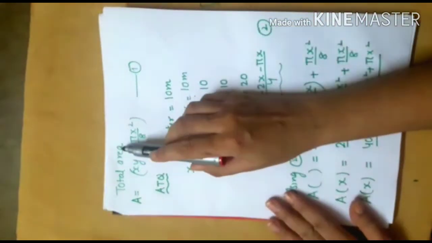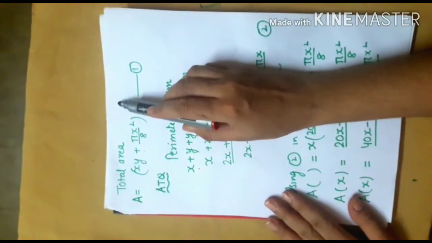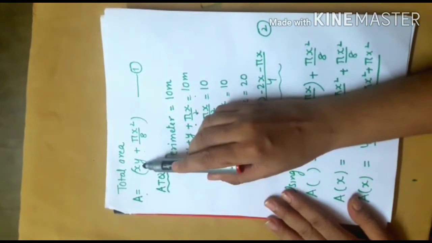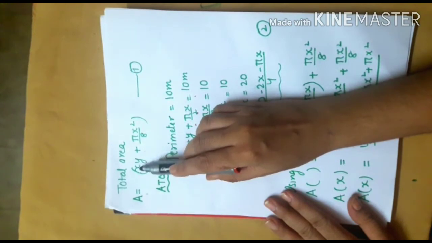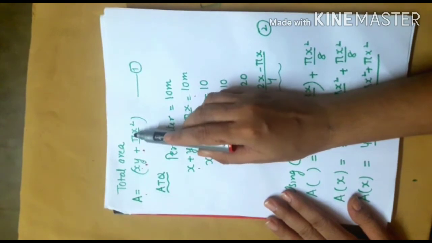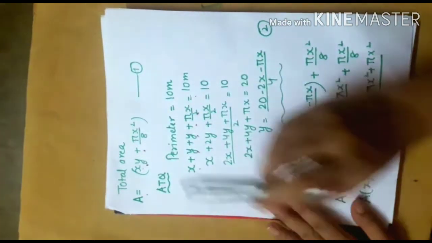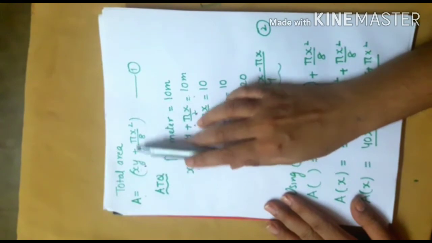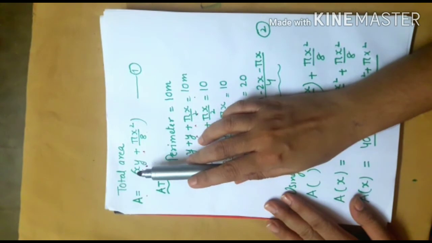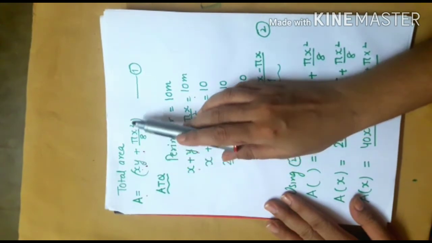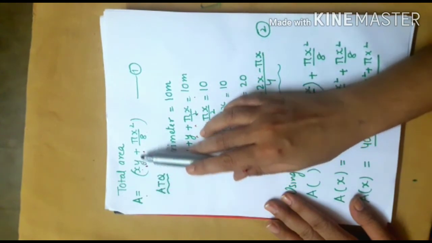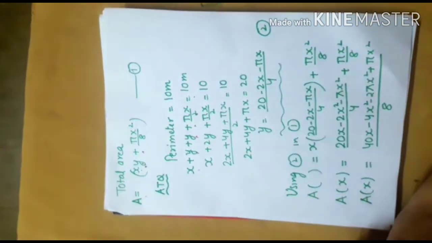The combined area of the whole opening, that is the total area of the window, will be equal to the area of the rectangular part, that is xy, plus the area of the semicircular part, which is pi x square over 8. Now you can see there are two variables, x and y. So either I'll express x in terms of y or y in terms of x to reduce this expression to a single variable, right?